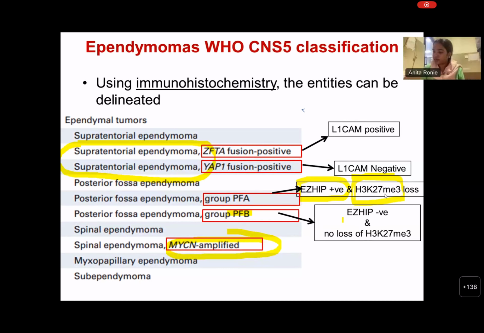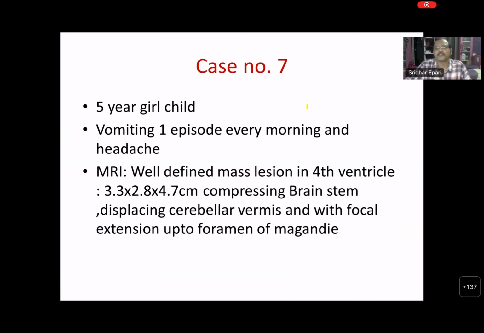H3K27me3. Okay. So once you made a diagnosis of ependymoma, depending on the location, if you have supratentorial location, you do L1CAM, to say whether it is ZFTA fusion positive or YAP fusion positive. Positivity tells us ZFTA fusion positive, negative tells us YAP fusion positive. In posterior fossa ependymoma, if you have H3K27me3 loss and EZHIP positive, you have group A type, and if you have EZHIP negative and no loss of H3K27me3, it is group B type. That tells you about the immunohistochemistry markers for ependymomas.